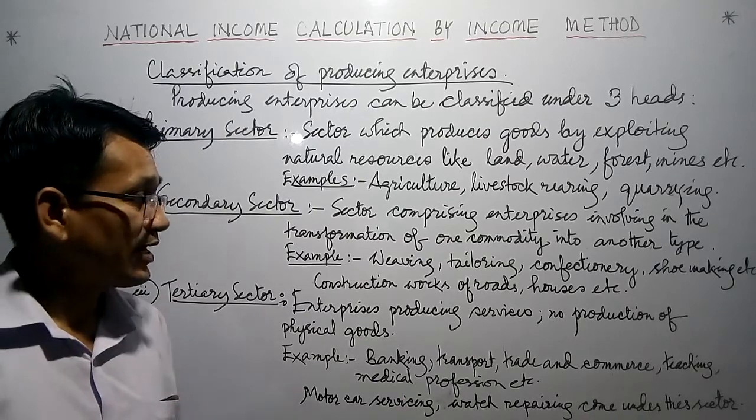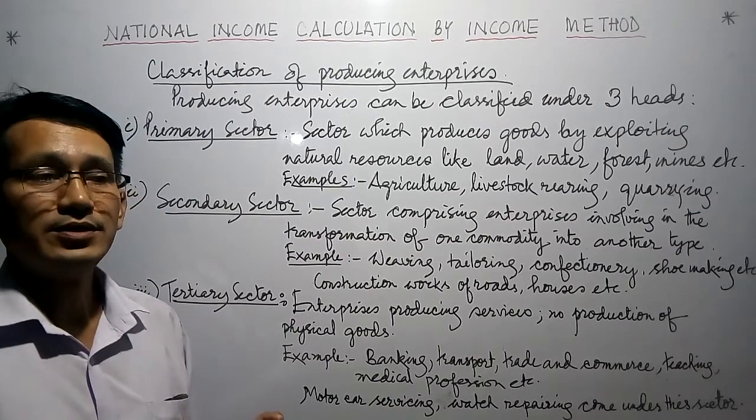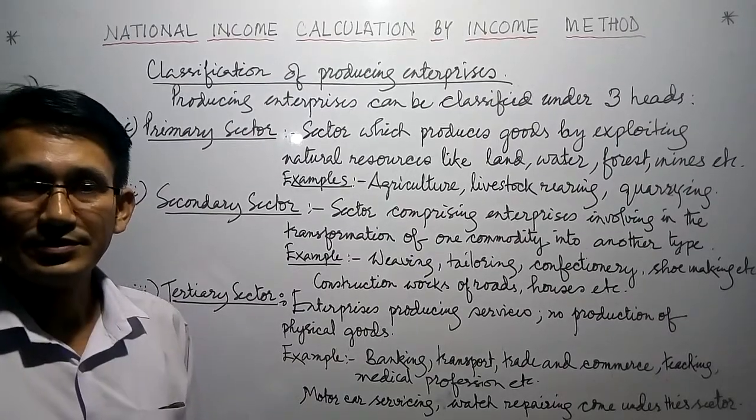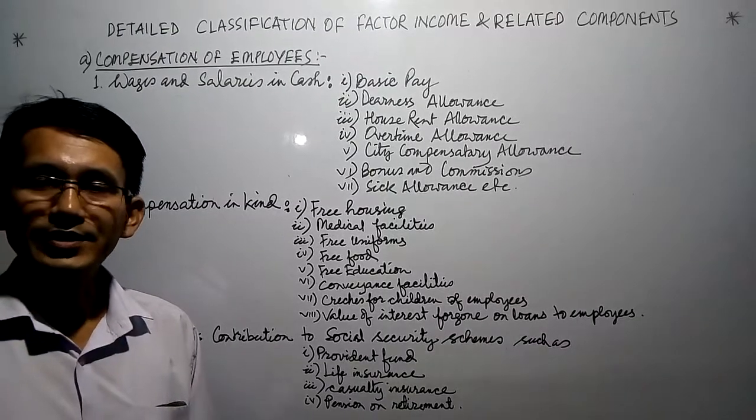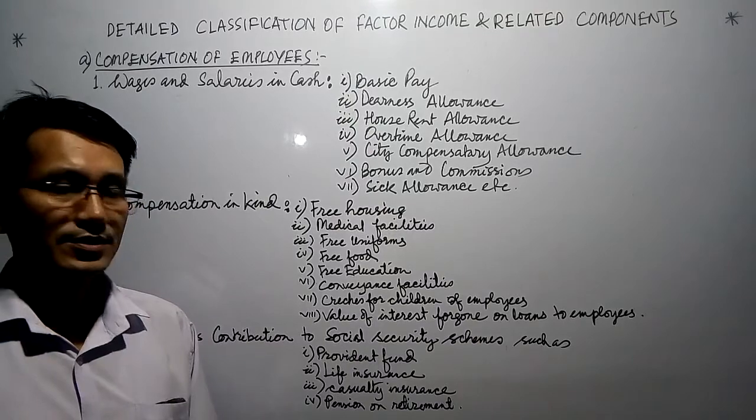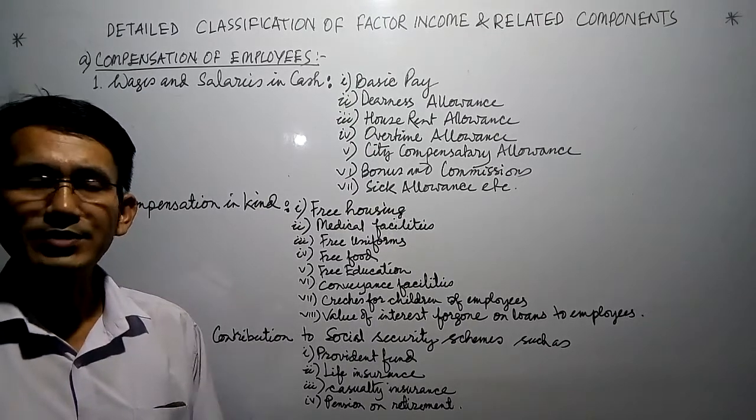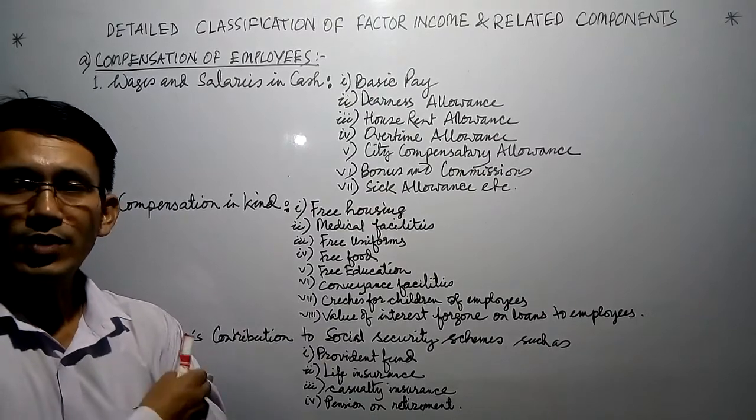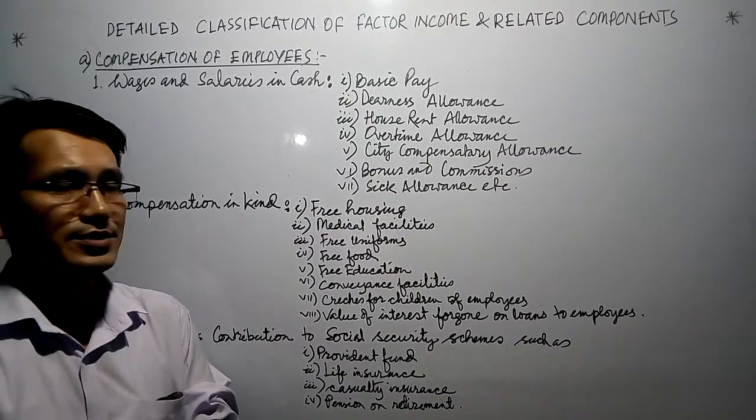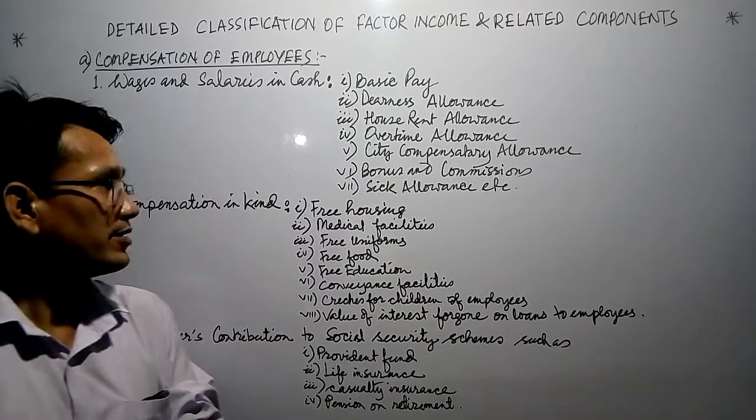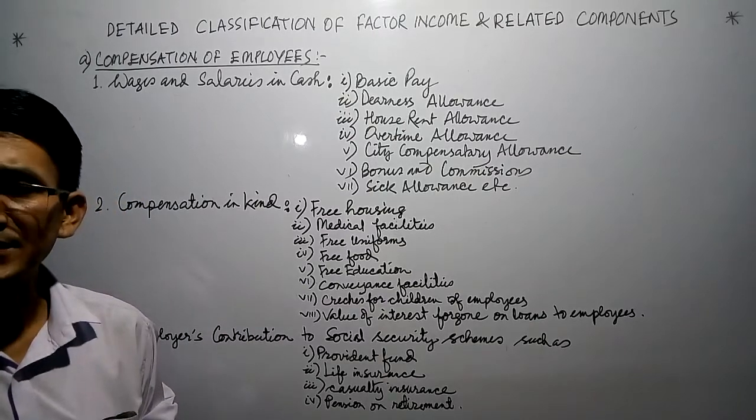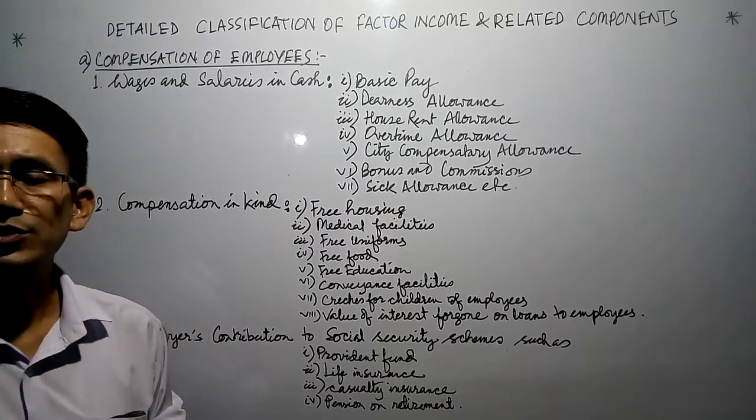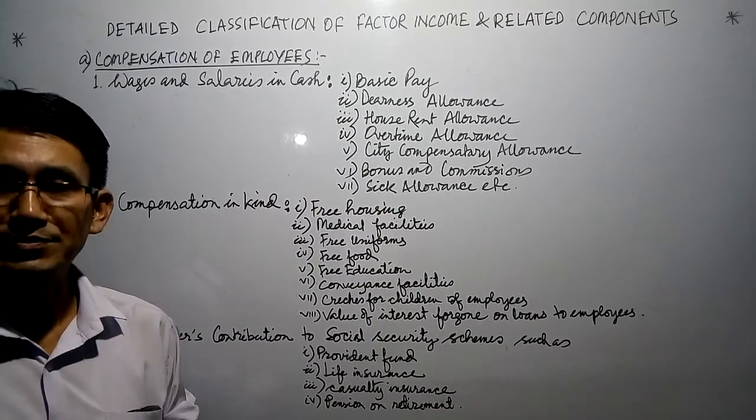Next we will see the factor income in detail. Let us see the compensation of employees. It can be categorized into three heads. Number one, wages and salaries to be paid in cash. Number two, compensation in kind. And number three, employers' contribution to social security schemes.